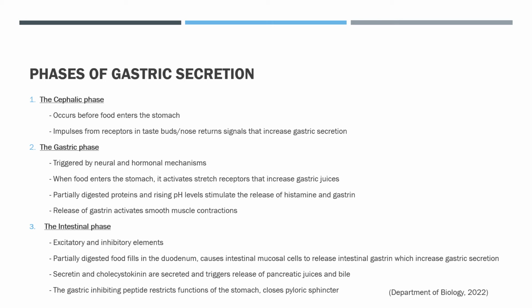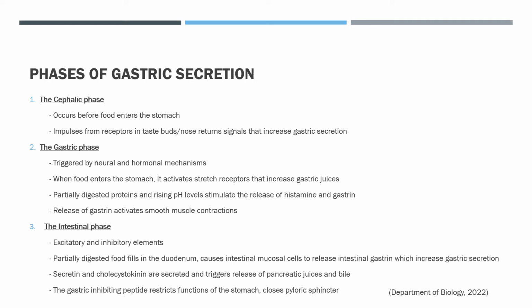Now let's move on to discuss the phases of gastric secretion. There are 3 phases in gastric secretion, which are the cephalic phase, the gastric phase, and the intestinal phase. These secretions are all under the control of hormones and the enteric nervous system, which is also referred to as the second brain. The first phase, the cephalic phase, takes place before food even enters the stomach. The smell, sight, or even thought of food triggers this phase.